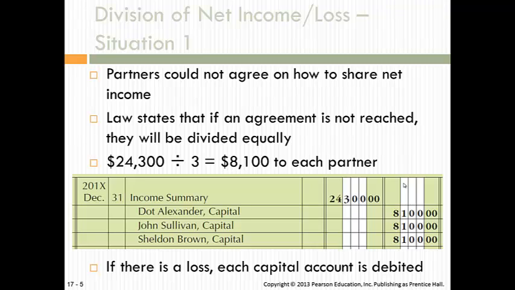In the first situation, the partners could not agree on how to share net income of $24,300. So the law states that if an agreement is not reached on how partners share earnings, they will be divided equally. So $24,300 divided by 3 is $8,100 to each partner. We debit the income summary account for the full amount of net income and credit each individual's capital account for $8,100 each. If this situation involved net loss instead of net income, each capital account would be debited and the credit would be to income summary.